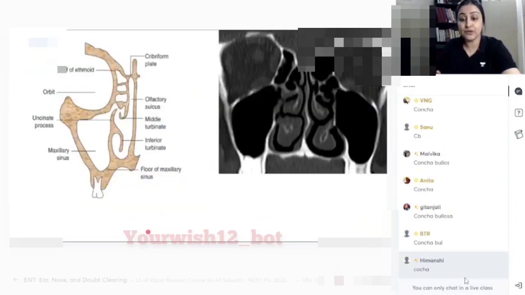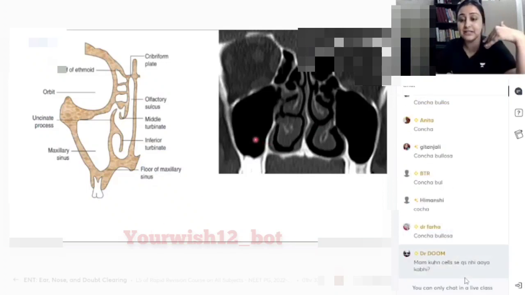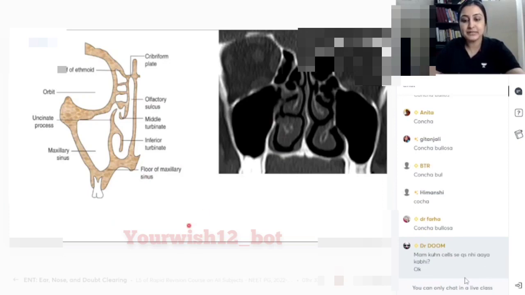Now they don't just ask you in one-liners, they ask you to identify. For that, we need to get the orientation of PNS. So always they will give you a coronal CT image, right? And they will ask you the anatomy. So before we go into the air cells, a brief anatomy of the turbinates, right?